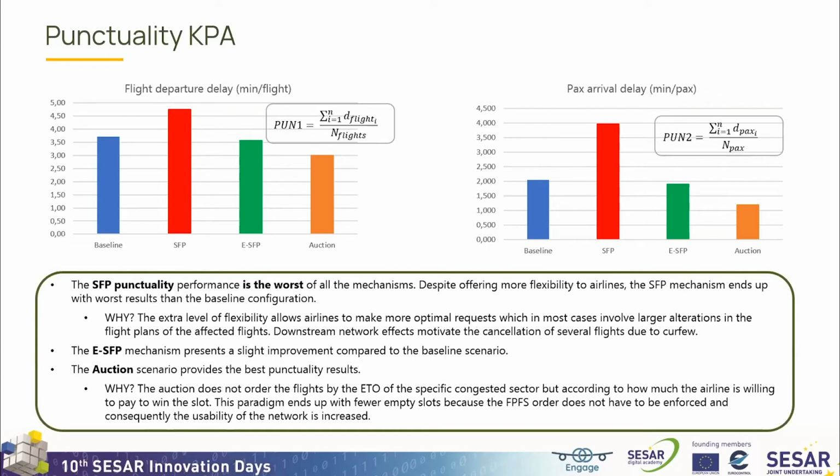On the other hand, the extended selective flight protection mechanism presents a slight improvement compared to the baseline scenario. Finally, the auction scenario provides the best punctuality results. However, it's important to remark here that the auction does not order the flights by the estimated time over, but according to how much the airlines are willing to pay for the slots. At the end, this paradigm ends up with fewer empty slots because this first planned, first served order does not have to be enforced, and consequently, the usability of the network is increased. It will be interesting to analyze in the future if this good performance is only due to this factor or if it's due to the inherent nature of the market mechanism.